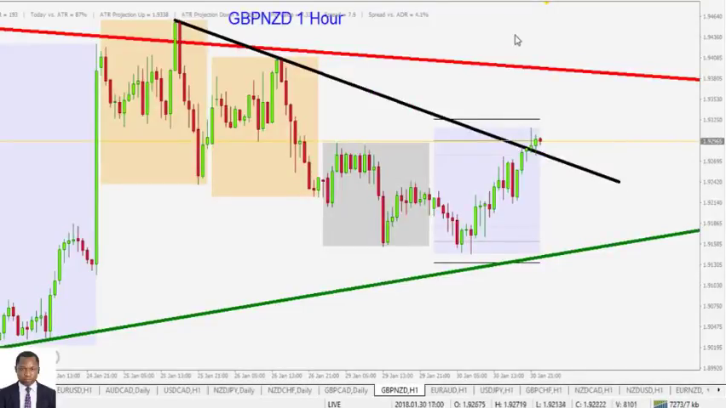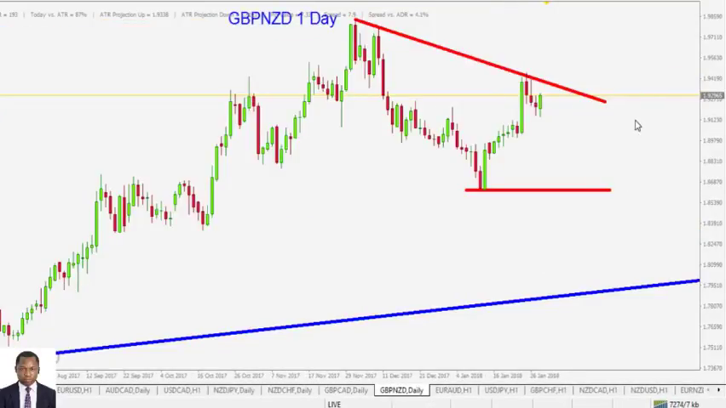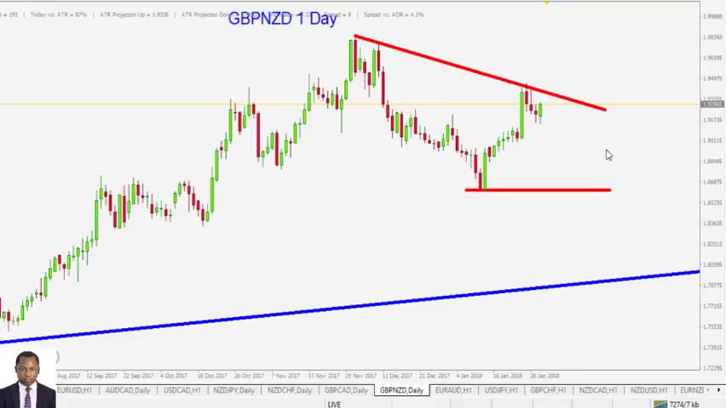The sterling pound against the New Zealand dollar, this is a similar price behavior. Right here we saw price respecting this area. And look at this.